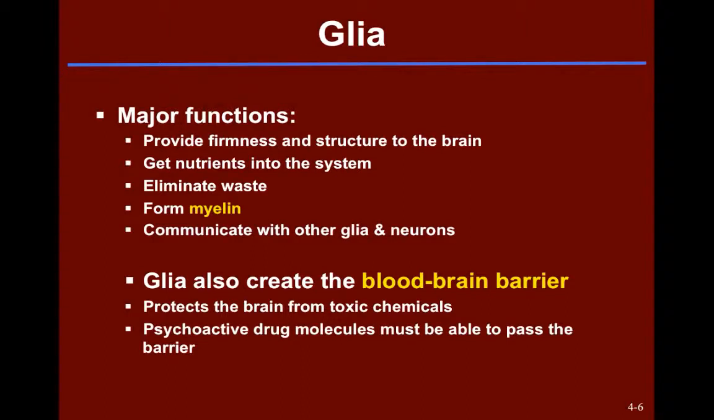Another really important role of glial cells is to create the blood-brain barrier. We're going to talk a lot about that here in class. Basically, its function is to protect the brain from toxic chemicals. We want to make sure in many ways that our brain is protected from the things that enter our body, and that's what the blood-brain barrier will do. In order for a drug to actually have an effect on our brain, to become psychoactive, those molecules have to be able to pass through the barrier. And we'll talk more about exactly how that would occur.